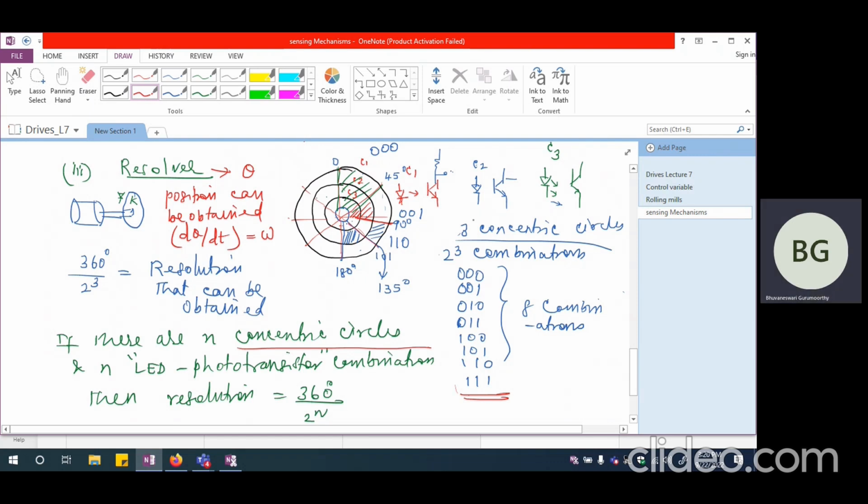So encoder, resolver, and the tacho generator are three different mechanisms that can be used for getting the speed. So these can actually be used as speed sensing mechanisms in any of the control systems that can be employed for electric drives. We will look at the current sensing and voltage sensing in electric drives in the next.